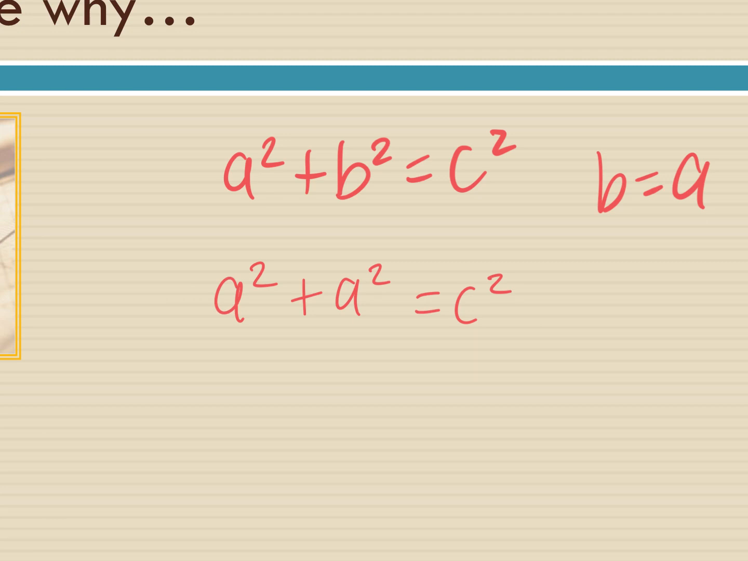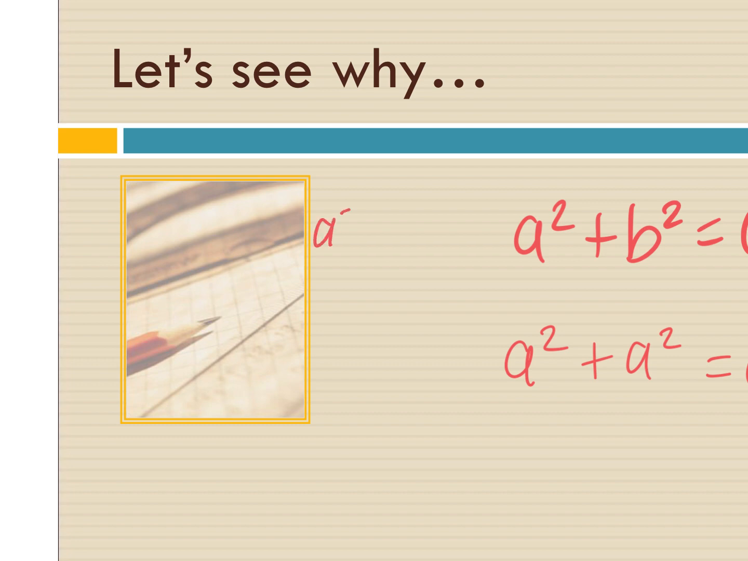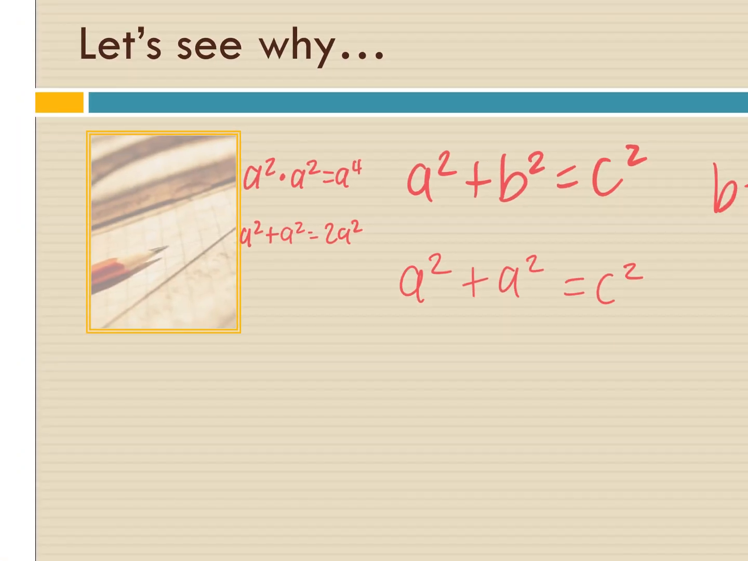Hold on. Question for you. What's a squared plus a squared? A to the fourth power? No. Hey, this is actually a very common mistake. Please write this down. A squared times a squared is a to the fourth power. I agree with that. But what is a squared plus a squared? It's 2a squared. So check it out. A squared plus a squared is going to be 2a squared equals c squared.